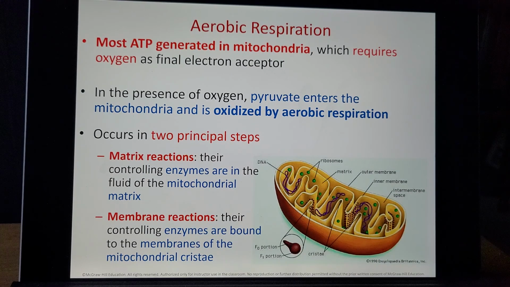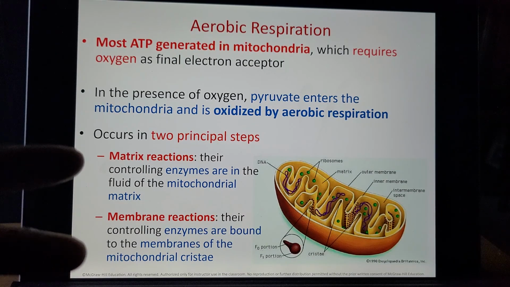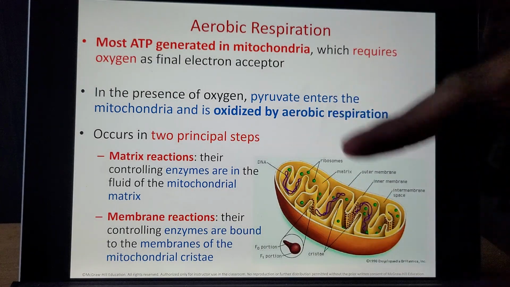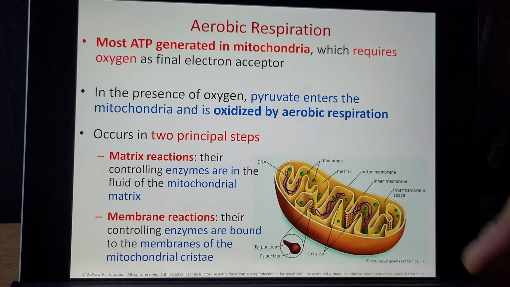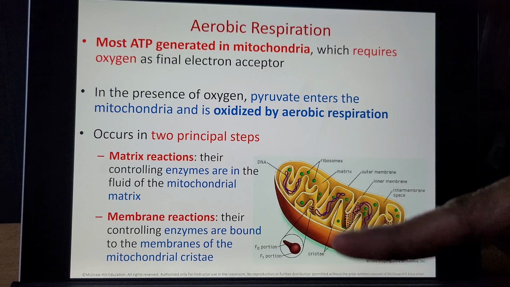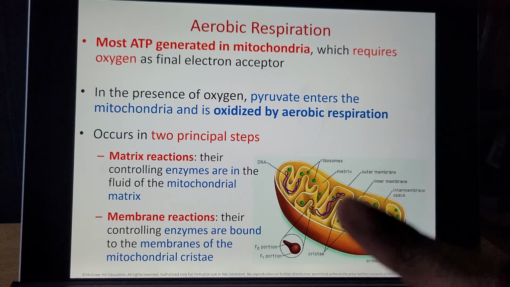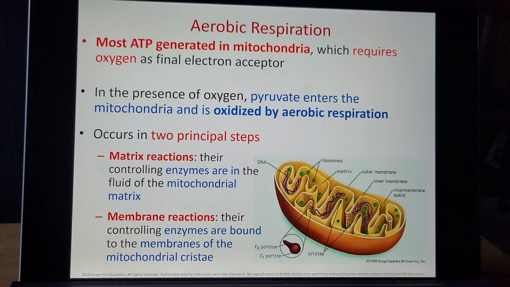So you have two different sections of reactions. We have our matrix reactions. So that's on this inner portion. Our mitochondria has two layers, an outer layer and an inner layer. In the very middle of our inner layer, that's our matrix. So there are some reactions there. And then there are some reactions that occur on the inner membrane, across it. And that is, we set up a gradient and then we use that gradient to power our enzyme to make ATP.